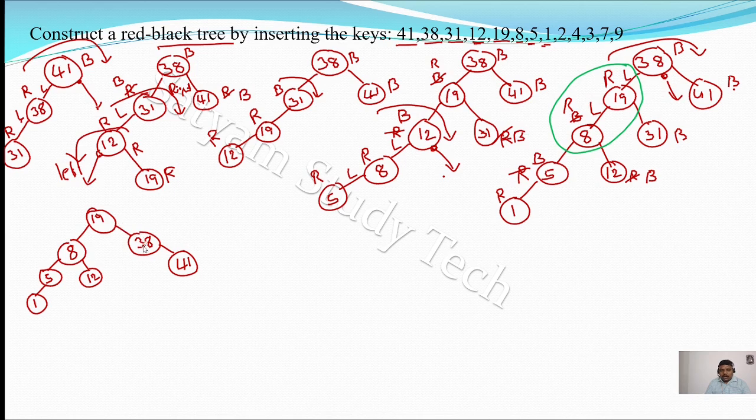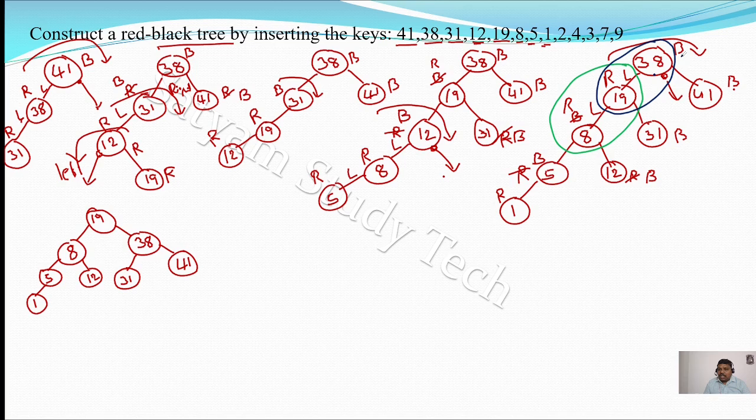Whenever you add on the right side, you have to compare with this 38. 31 is the smaller element, so we add it here as the left of 38. Now this is the tree. What nodes do we have to change here? These two are changed, right? Now 19 is the parent of 38, and 38 is the child of 19, so I have to change these two colors only.